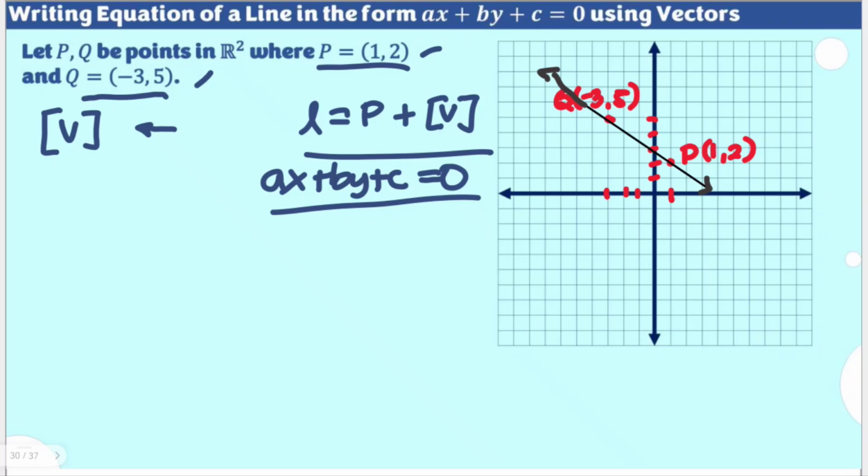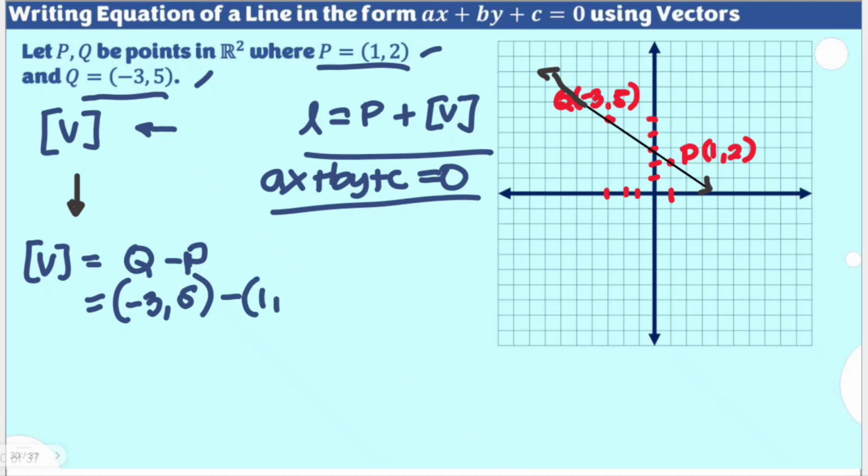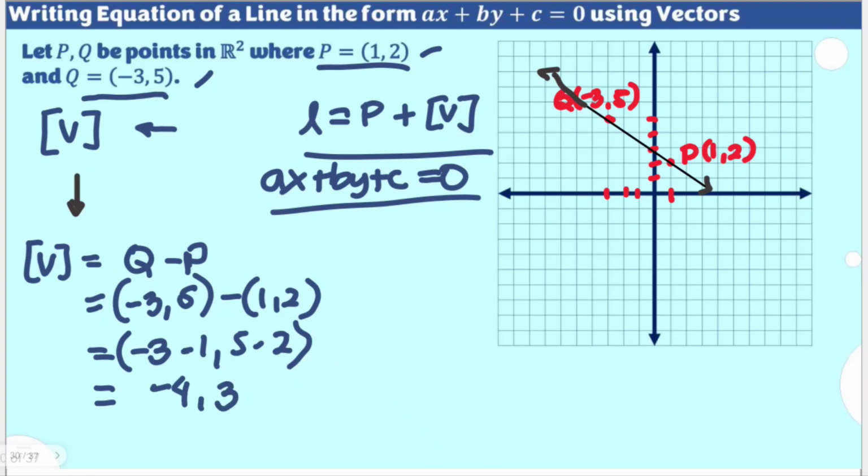Now let's start by identifying the direction vector. In the previous video as well, we talked about the process of doing this. We start with identifying the direction vector, which we determine by subtracting, having Q minus P. Your Q is (-3, 5) and our P is (1, 2). That's actually -3 minus 1, and then 5 minus 2. You'll get -4, and then 3. Since this is a direction vector, to differentiate it from any point, let's use brackets. So we have <-4, 3>.